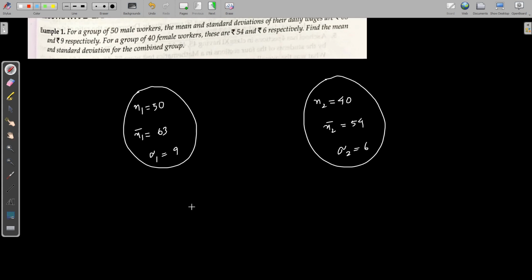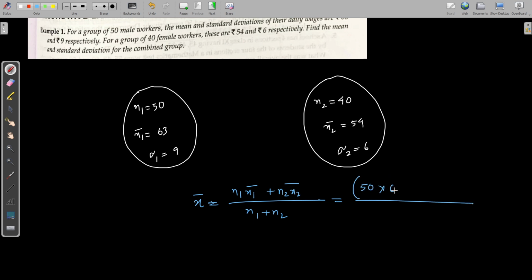Easy. So the combined mean formula we already know. X bar will be N1 x1 bar plus N2 x2 bar divided by N1 plus N2. So if we simply put the values, what are we going to get? N1 is 50, x1 bar is 63, N2 we have 40, x2 bar is 54, divided by 50 plus 40, that is 90. So after simplifying this, the value is coming out as 59. Easy, we got 59. See, these were the individual means. We got a combined mean of 59.